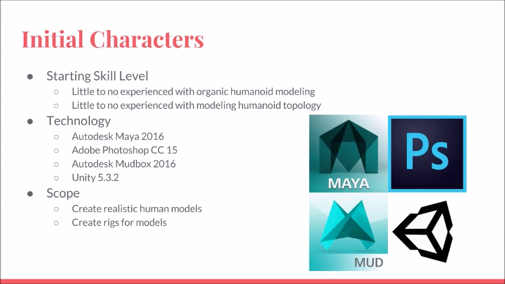In Maya, I created the models, UV unwrapped each model, and rigged them. In Photoshop, I applied textures to the UV maps in order to add detail. In Mudbox, I fixed several seams and added extra details. Once the models were finished, I imported them into Unity. My scope was to create realistic humanoid models.